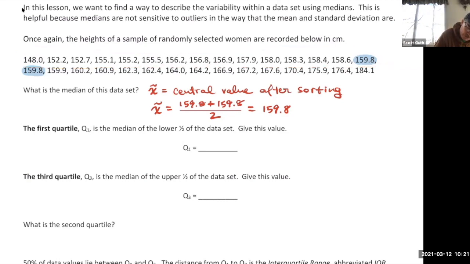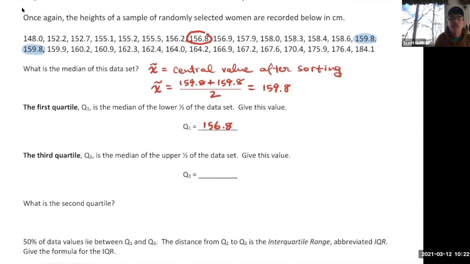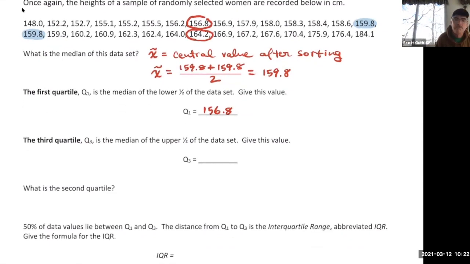You can kind of see visually. I lost it. 1, 2, 3, 5, 6, 7, 8. You can see it's sort of right in the center of the list visually. Okay, so that's the median of the lower half of the data set. 156.8. And then the median of the upper half would be right below it in the middle of that list. That's called the third quartile, and it's denoted Q3. So it's 164.2.